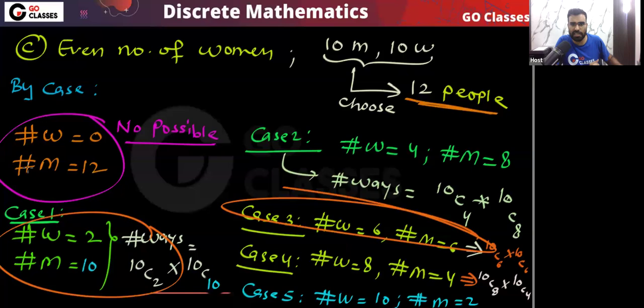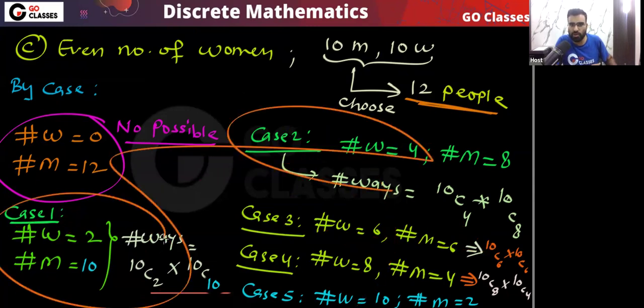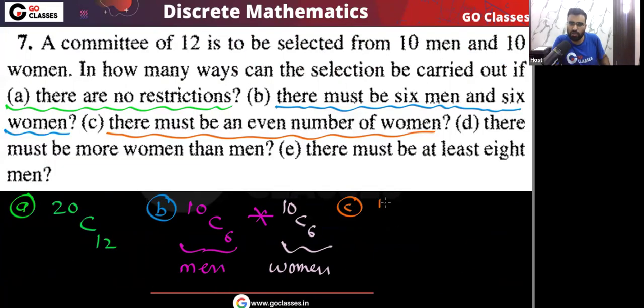For example, case 3 and case 1 have nothing common, because in case 3 we have 6 men, and in case 1 we have 10 men. So all these cases are mutually disjoint. Either case 1, or case 2, or case 3, or case 4, or case 5. So the final answer will be the summation. Our final answer is going to be 10c2 multiplied by 10c10. This is case number 1, plus what is case number 2?